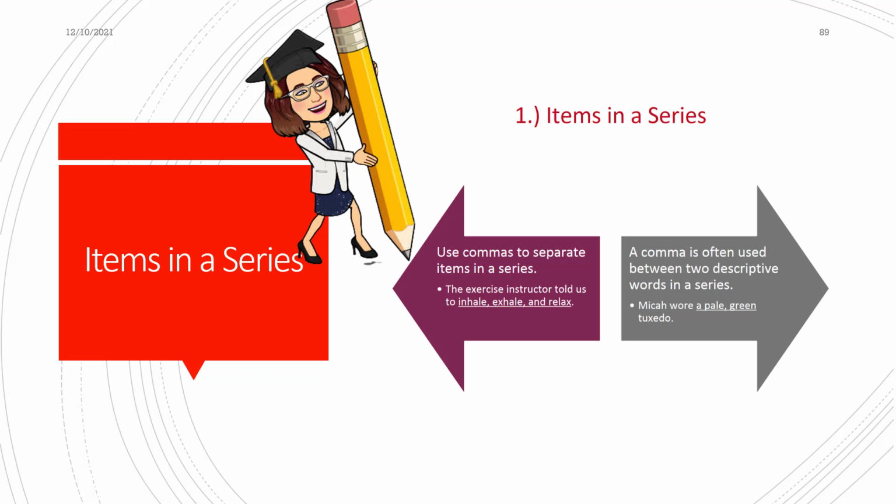So also you use commas when you have items in a series, like inhale, exhale, and relax. When you have different action verbs, or when you have different adjectives, Micah wore a pale green tuxedo, then you would have to put a comma between pale and green.